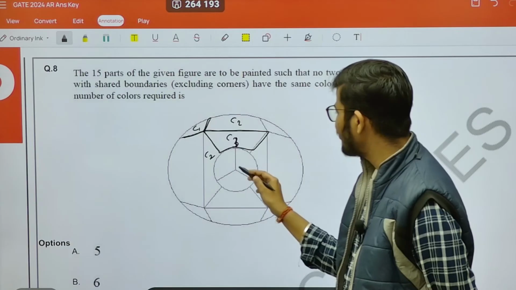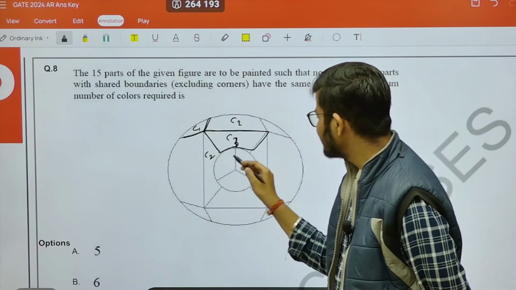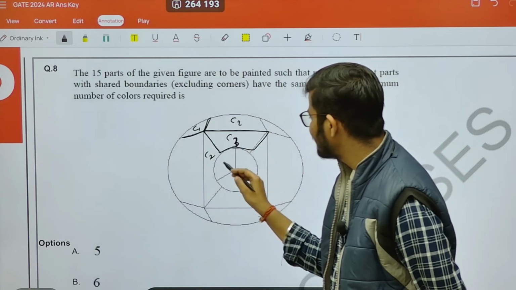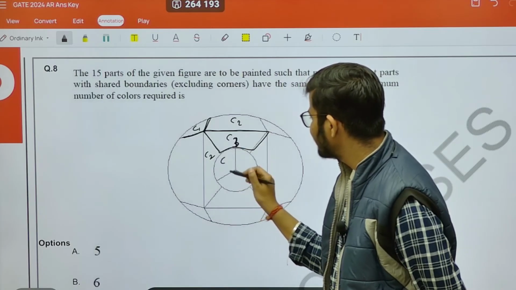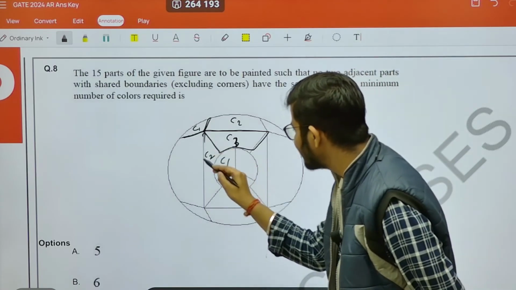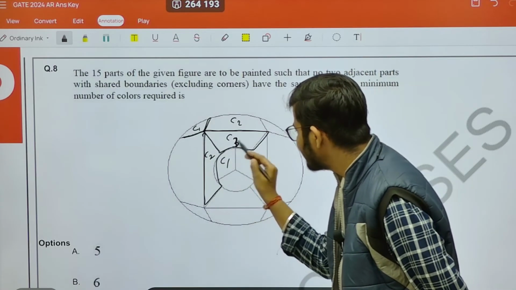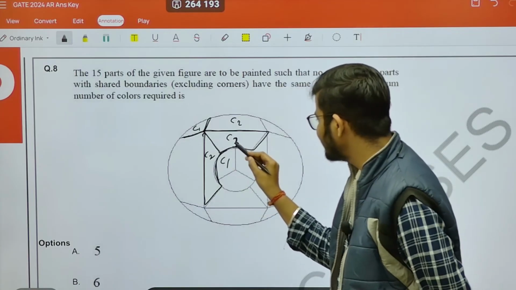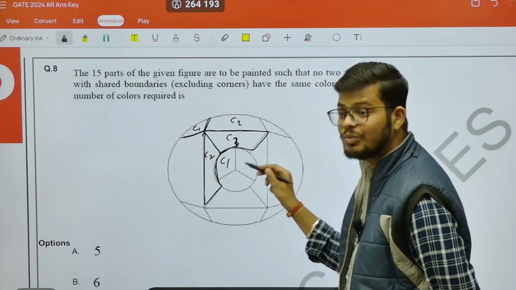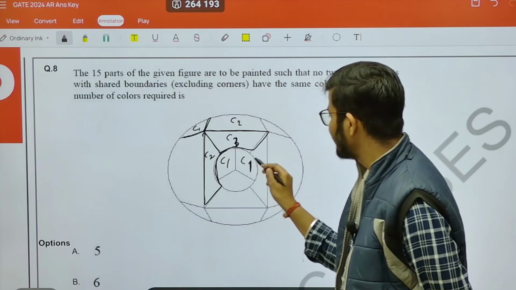In the same way you can check for all these. If this is C2, this is C3, and C3 and C2 are there, then what can you keep here? Suppose we keep C1 here, because this is a shared boundary. C3 is there, C1 is there, C2 is there. Now for this one, you need one more color. That should be C4. C4 will be required.